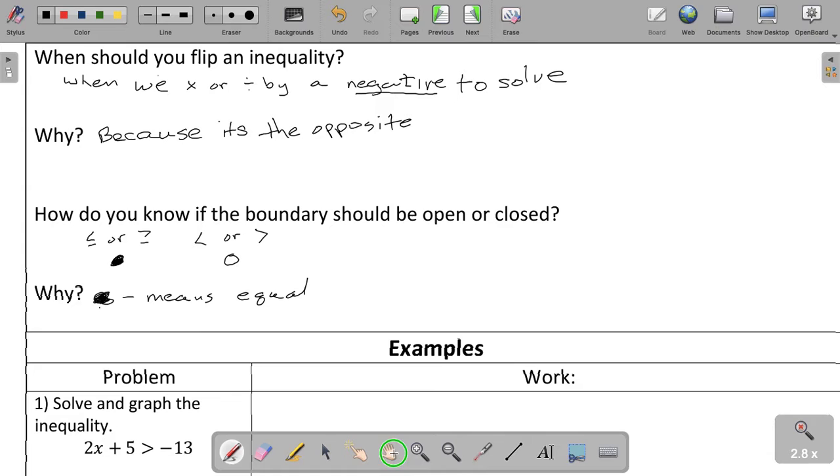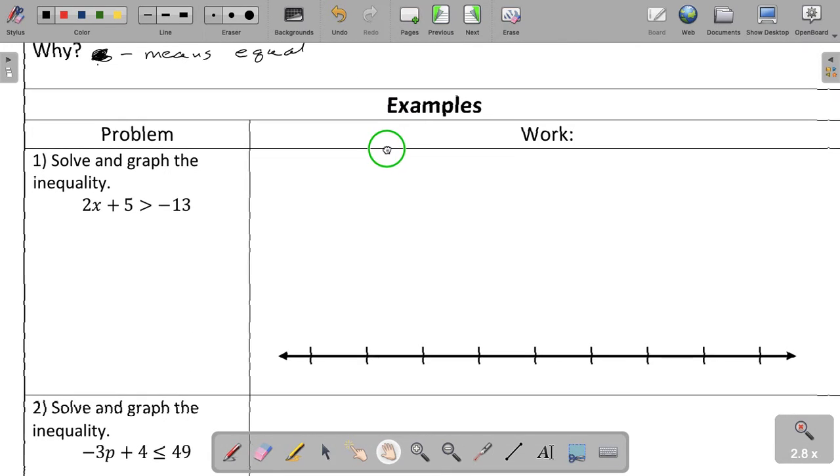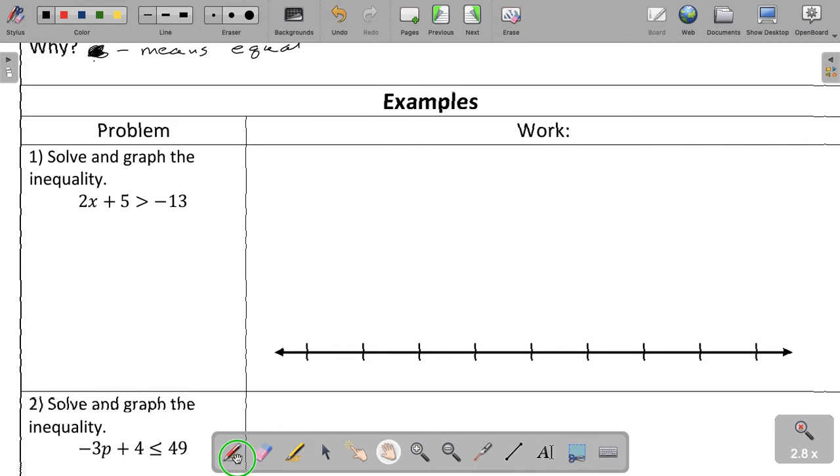Okay, so let's get to our work here. Solve and graph the inequality. We have 2x plus 5 greater than 13, and that means greater. That means our arrow's probably going to go in that direction when we're all done graphing. Greater is over here, and this is less.